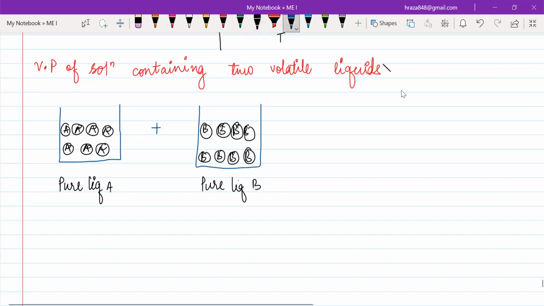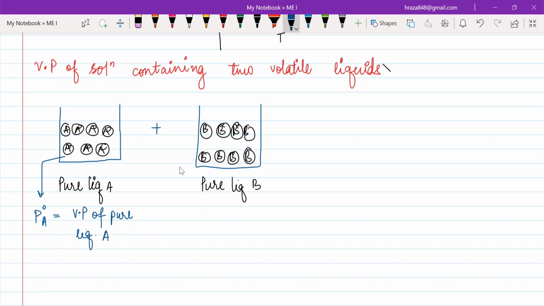Pure liquid B. Now, as you can see, this will be equal to P naught A. Whenever there is a naught, that means pure. So P naught A is the vapor pressure of pure liquid A. And here, since B is also pure, we represent it by P naught B, and we can write vapor pressure of pure liquid B.